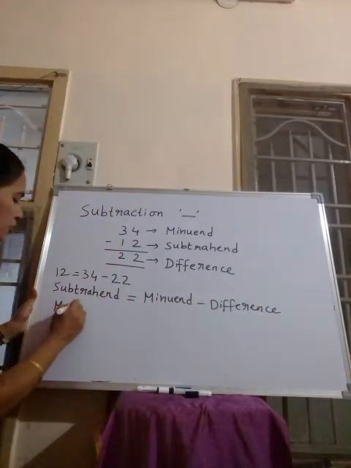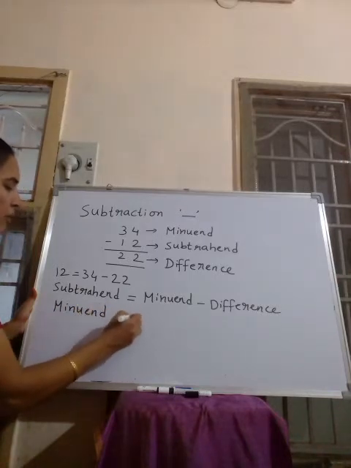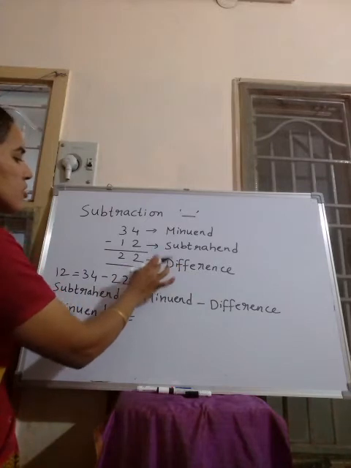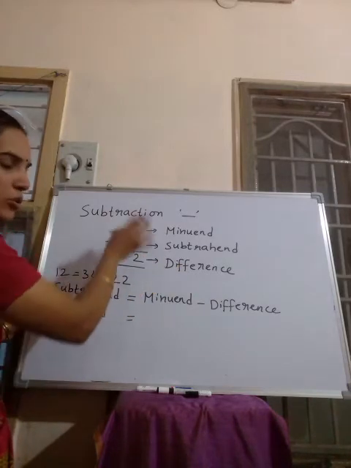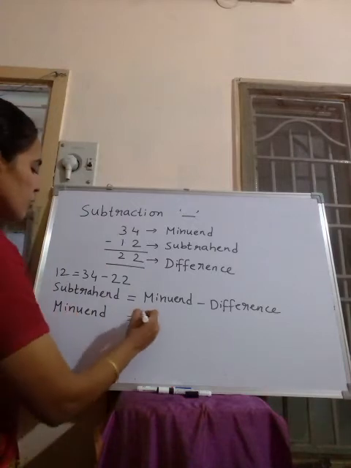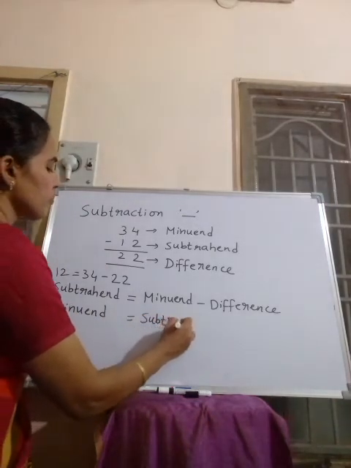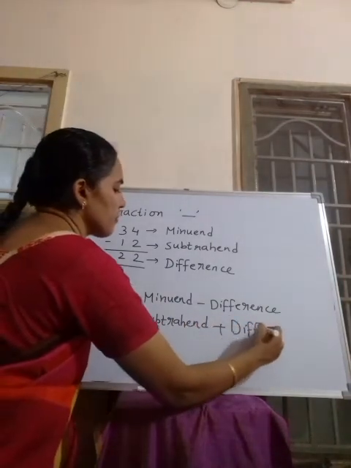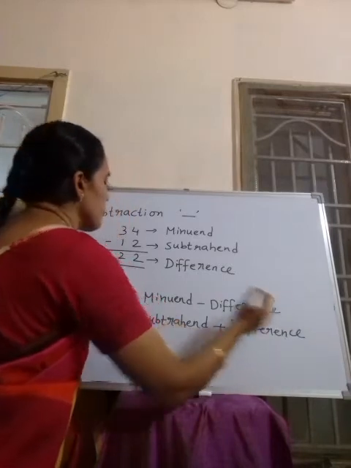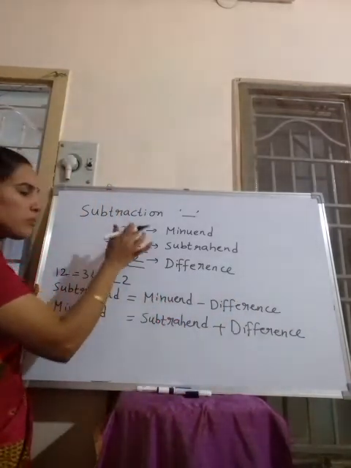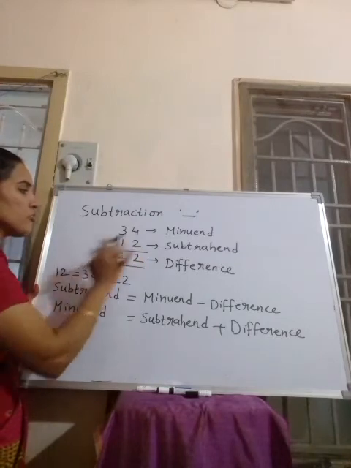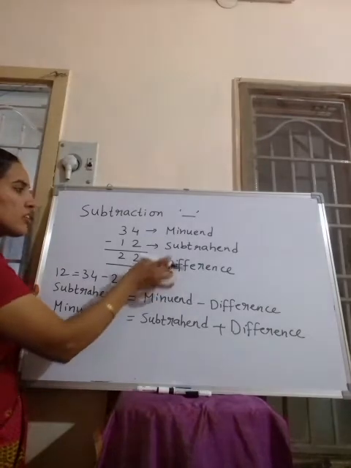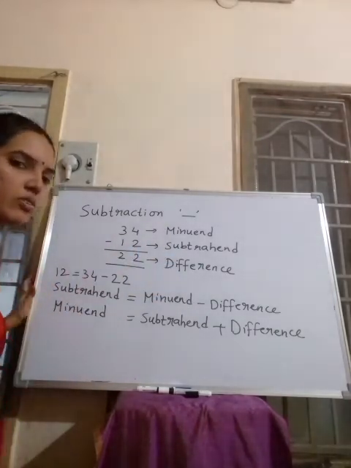If you want the minuend, it is nothing but subtrahend plus difference. These two we have to add: 12 plus 22 gives 34. That is, minuend is equal to subtrahend plus difference. Minuend is the bigger number. If you want the bigger number, we add subtrahend and difference. If you want the subtrahend, we subtract difference from minuend. Difference is nothing but minuend minus subtrahend. You know this one.